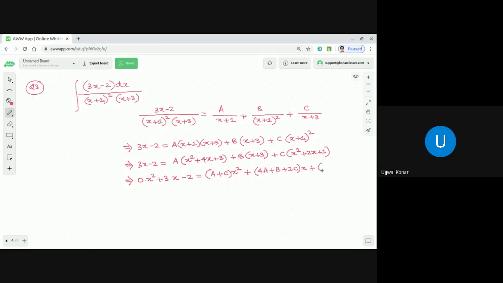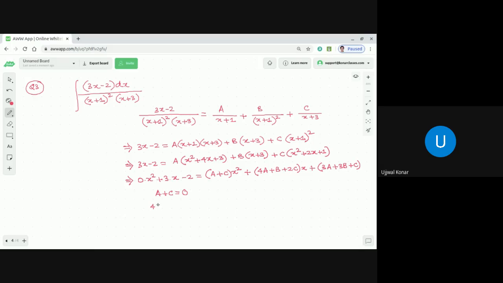So 3a plus 3b plus c. As we just learned, we can equate the coefficient of x square in the right hand side with that of the left hand side. So what does it give us? A plus c is equal to 0.